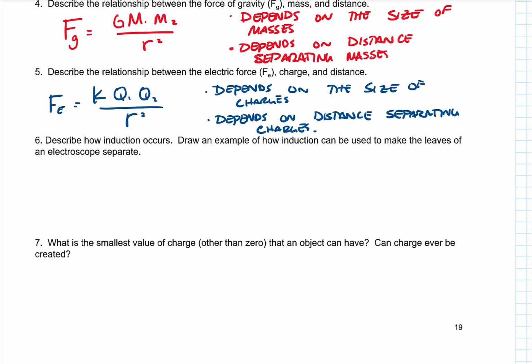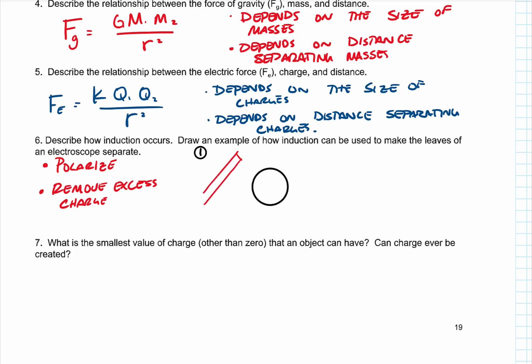Describe how induction occurs. So our basic steps are polarize, remove excess charge. That's all we have to do. So if we have an object that begins life neutral, so this would be step 1. We have an object that begins life neutral, and then we're going to bring something charged close to it. So this is negatively charged. What's going to happen is that this thing polarizes. So all the positive charges are attracted to that negative charge.